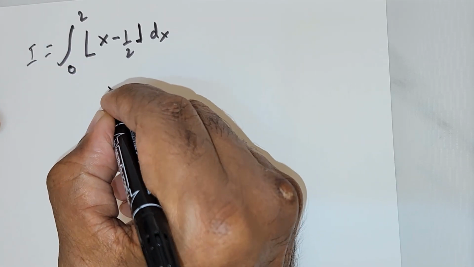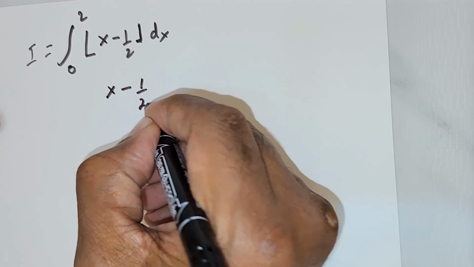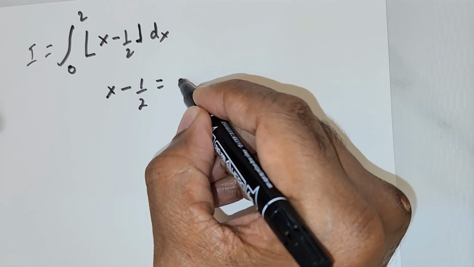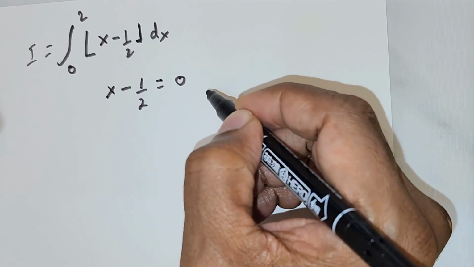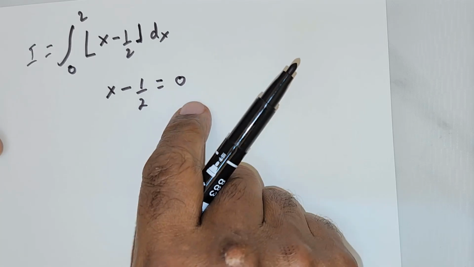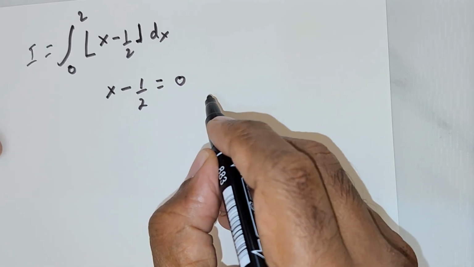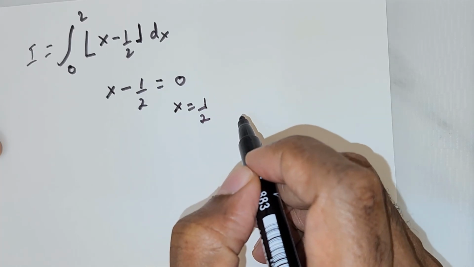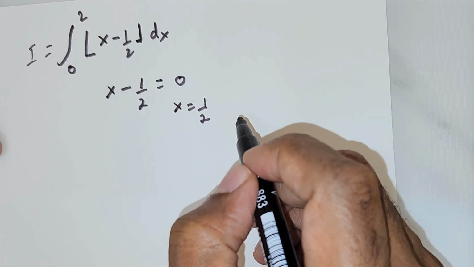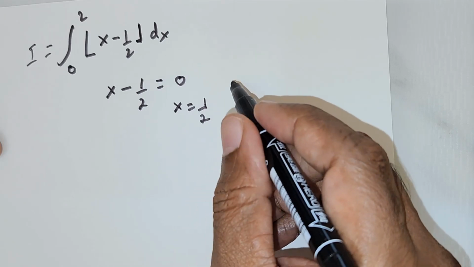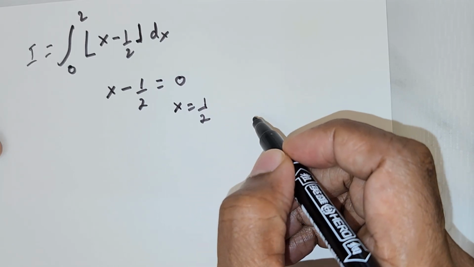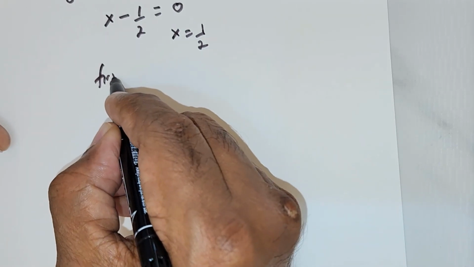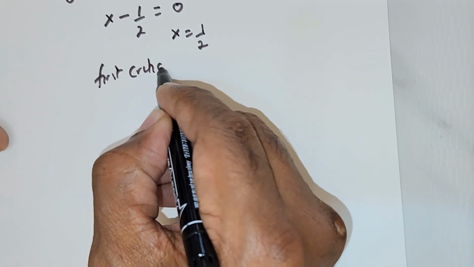Now the main idea is that the floor function is always looking for the next integer. So if I take x minus 1 over 2 to be equal to 0, this would mean x is equal to 1 over 2. So this is the first critical point.